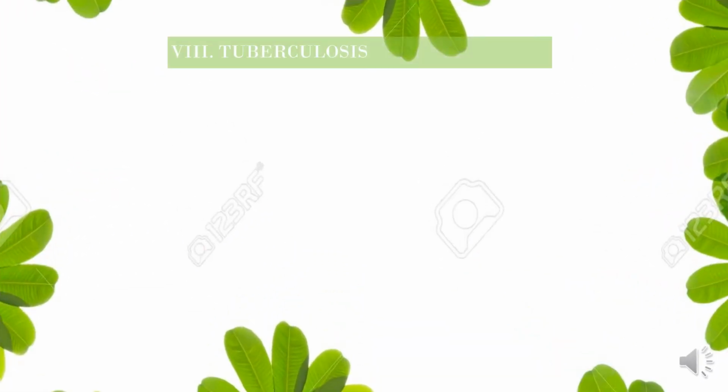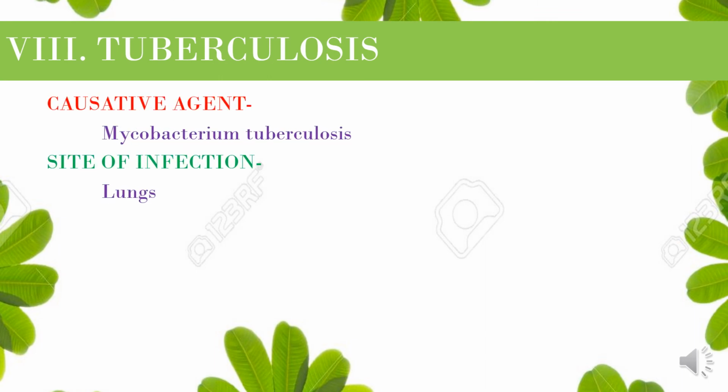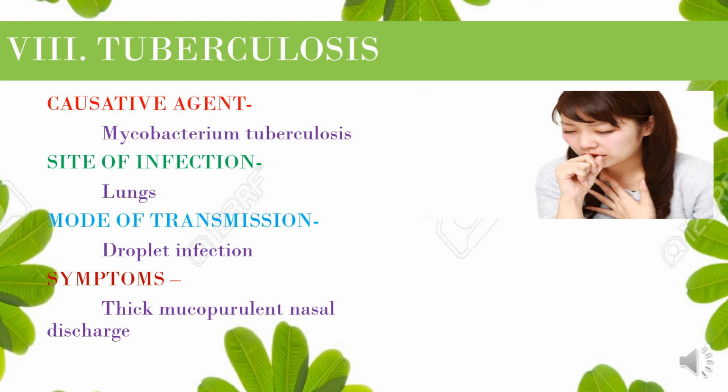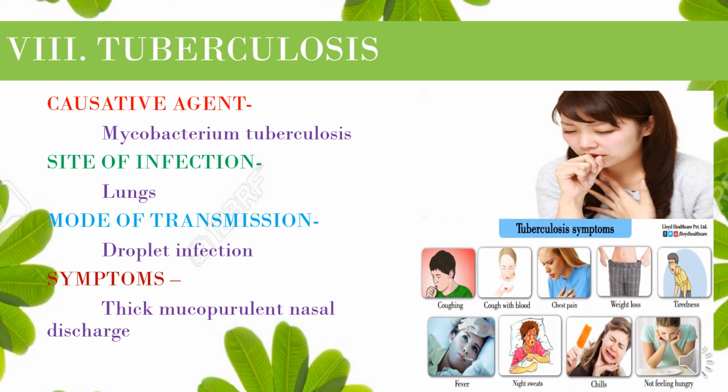The next disease is tuberculosis. It is caused by Mycobacterium tuberculosis, commonly infects the lungs, and it spreads through droplet infection when a patient coughs and sneezes. The common symptoms may be the formation of thick mucopurulent nasal discharge. The other symptoms include coughing and blood when coughing, chest pain, weight loss, tiredness, fever, night sweats, chills, and not feeling hungry, that is loss of appetite.